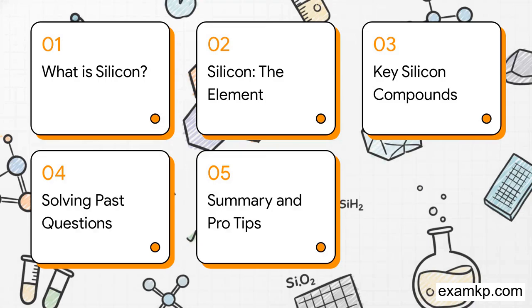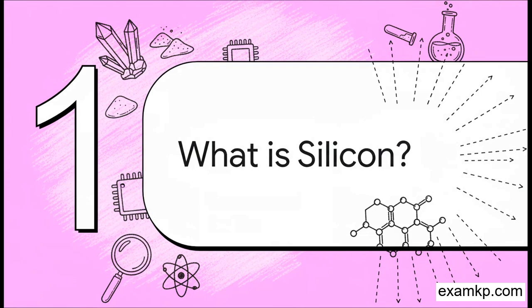So here's our game plan for today. We'll start with the basics of what silicon is. Then we'll dive deep into the element itself. After that, we'll look at its most important compounds. And then the really fun part, we'll tackle some real past questions together. And finally, I'll give you some pro tips to make sure all this information sticks. Ready? Let's go. All right, section 1.